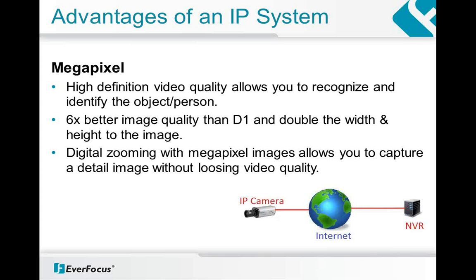If you were to do a digital zoom on an analog camera, what you'll see is a lot of pixelation. But with a megapixel camera, if you wanted to play back and do a digital zoom, you're going to get much less pixelation. I'm not going to say you're going to completely lose the pixelation, but you'll get, because megapixel quality recordings has much more detail. When you do a digital zoom, you're going to get less pixelation.